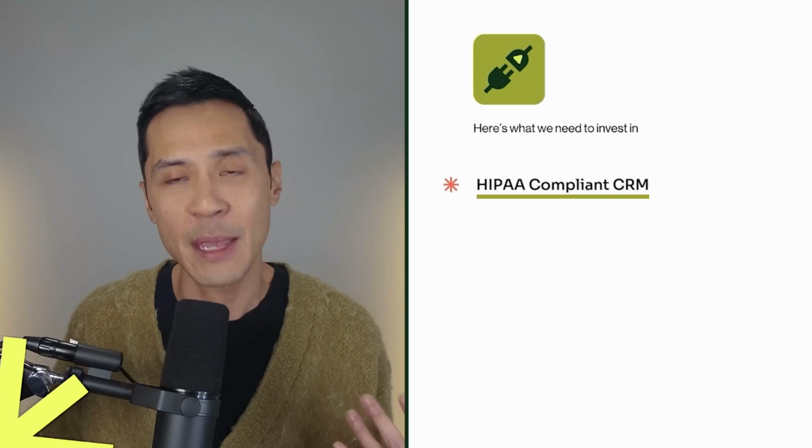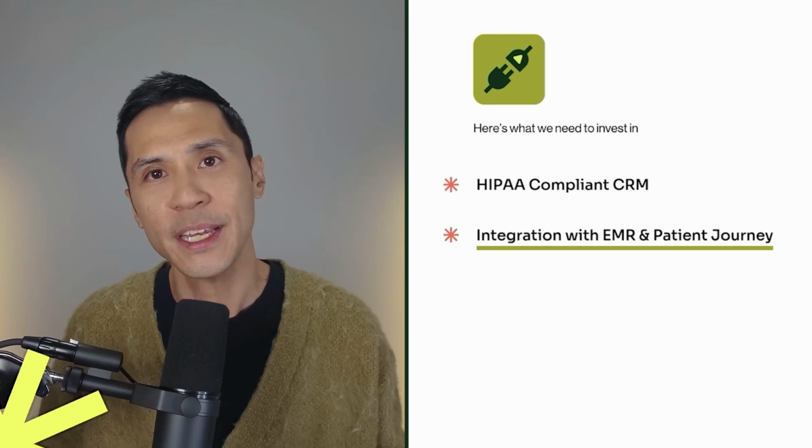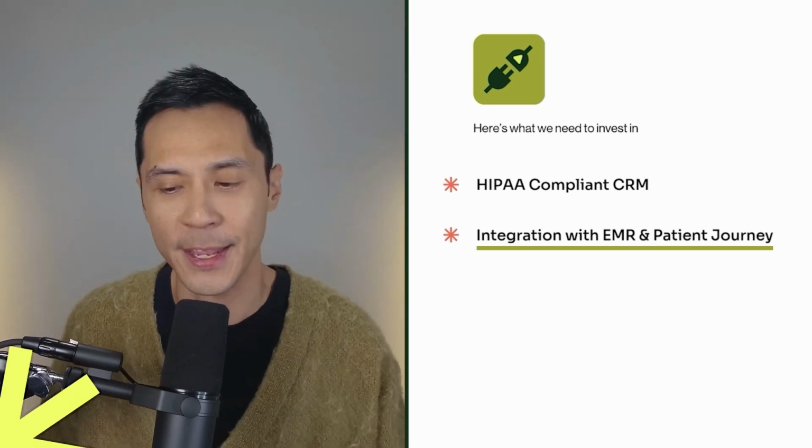If you're thinking about investing in marketing technology, there are some basics that you might want to be thinking about. The first is a HIPAA compliant CRM that has some open API capabilities. The idea here is that if you have a HIPAA compliant CRM, you're going to be able to integrate your EMR or your EHR into your CRM so that they can share data.